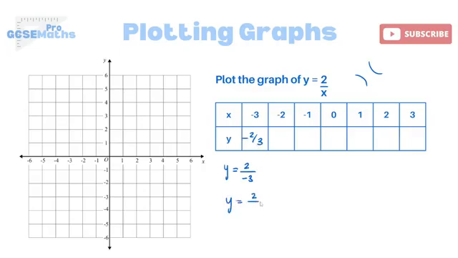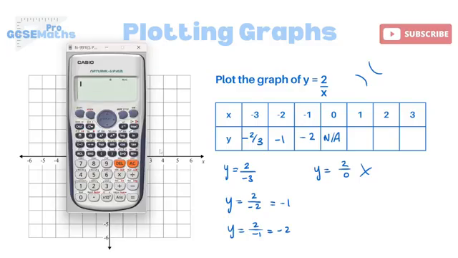Y equals 2 over -2. Now that would simplify to -1, wouldn't it? Y equals 2 over -1, which would simplify to -2. Now, this is the one where when you substitute in 0, it becomes NA. There is no solution because you can't divide by 0. It's impossible.